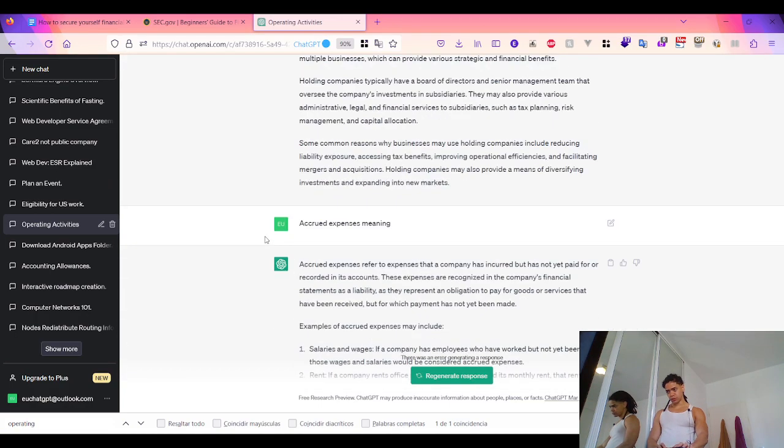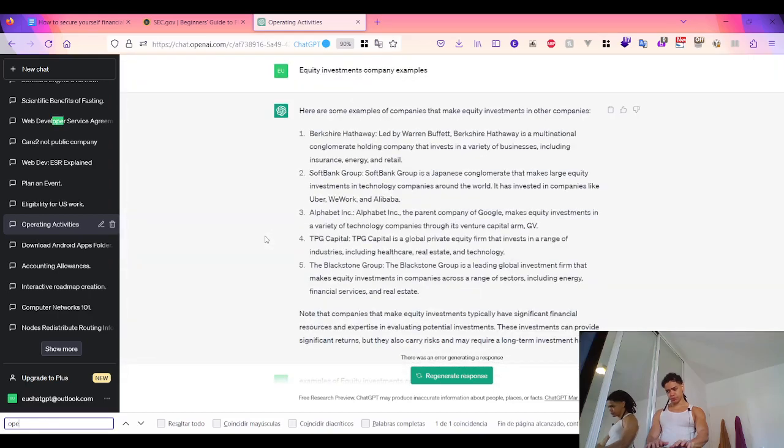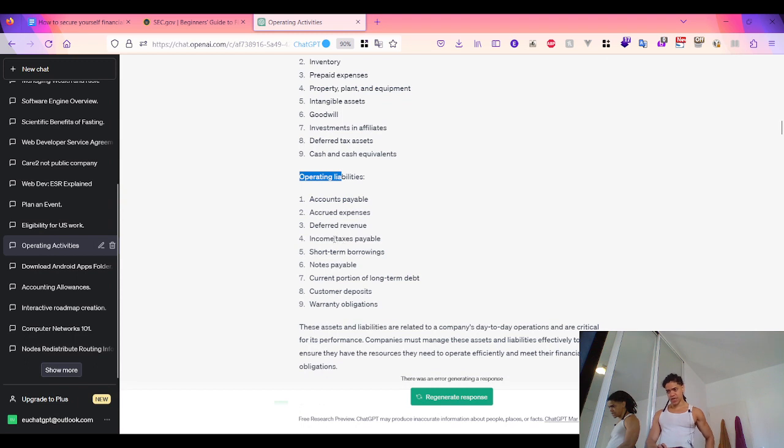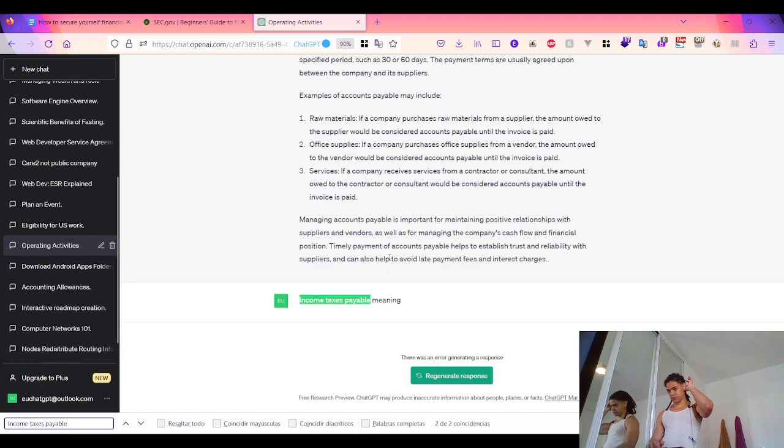That's right. Keep looking at another operating liabilities. Okay, so we have the income tax payable and short-term borrowings. Okay, income tax payable. I think this is a rabbit hole that I'm going to enter here. This is definitely a rabbit hole that I'm going to get into. Okay, you have income tax payable.